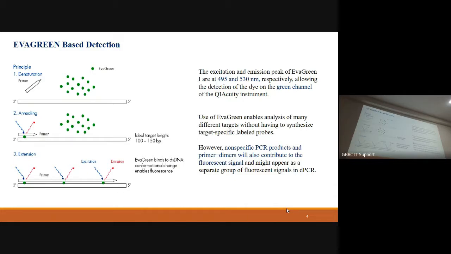Whenever you have denaturation, annealing, and extension, if any double-stranded DNA is there in your PCR mix, it can be primer dimer or any non-specific, off-target amplification. Non-specific PCR product and primer dimer will also contribute to the fluorescence signal when you are using an EvaGreen or SYBR Green based assay.